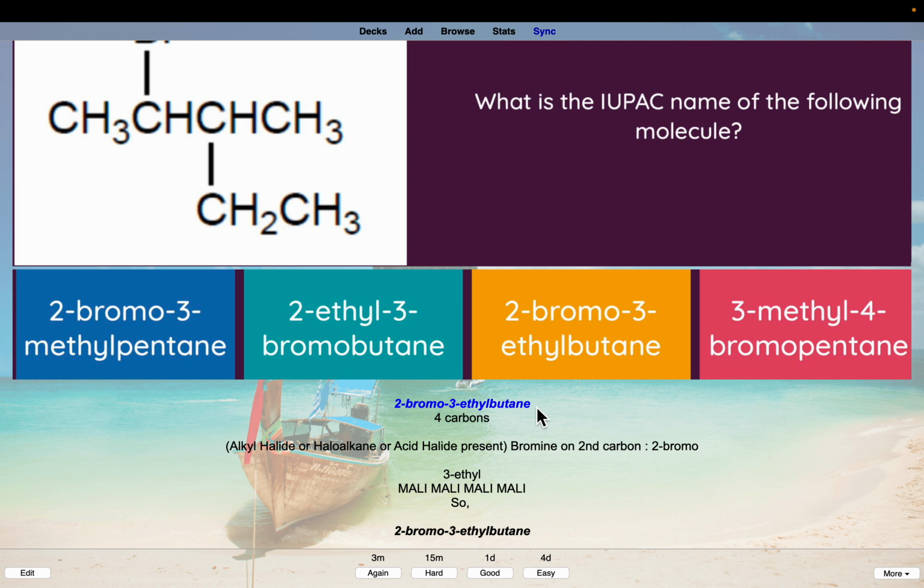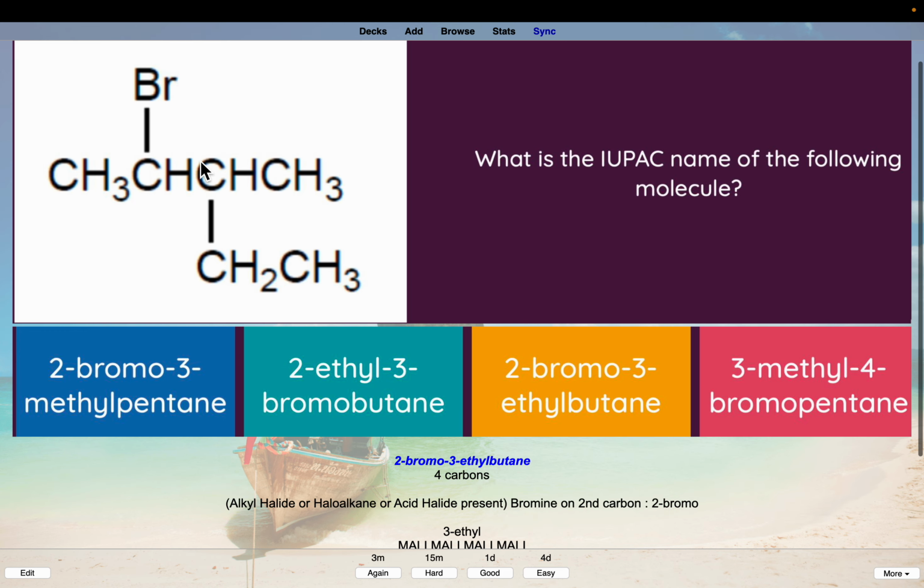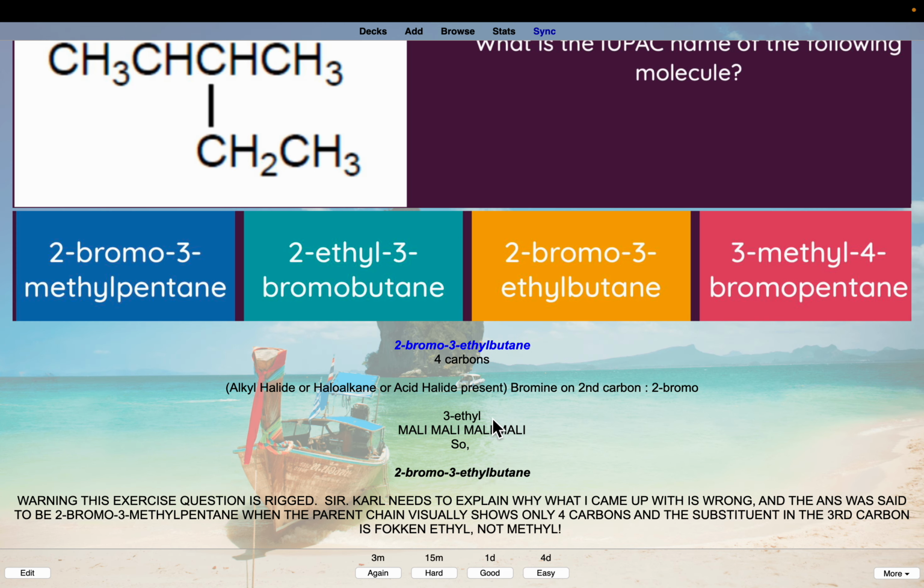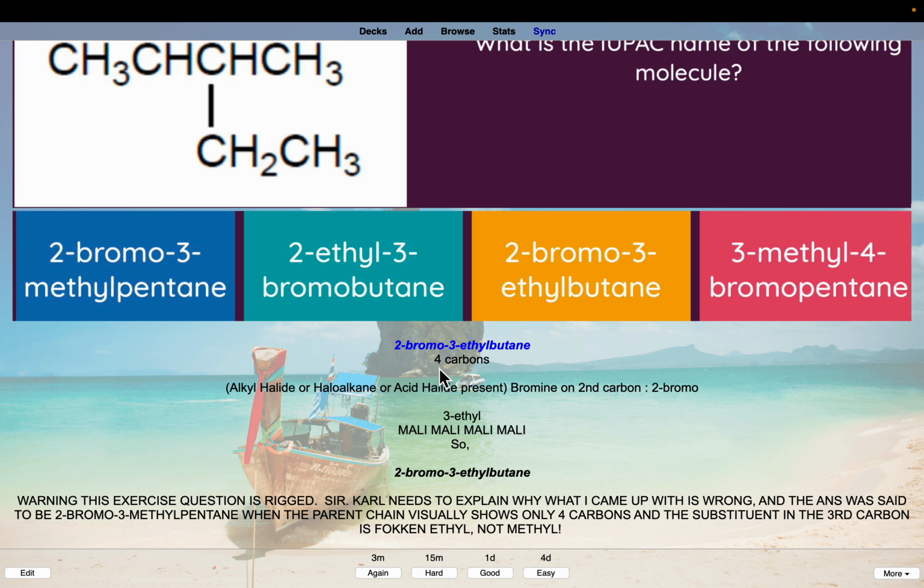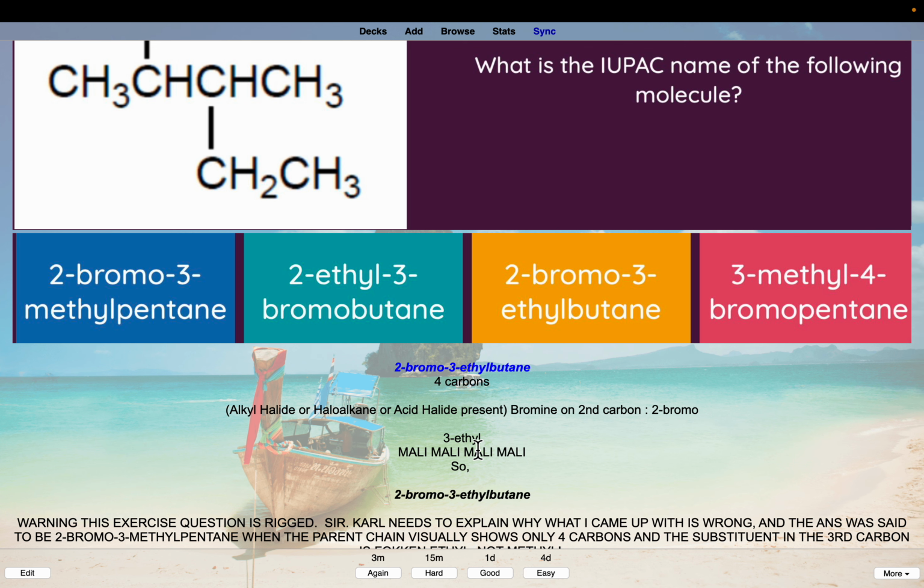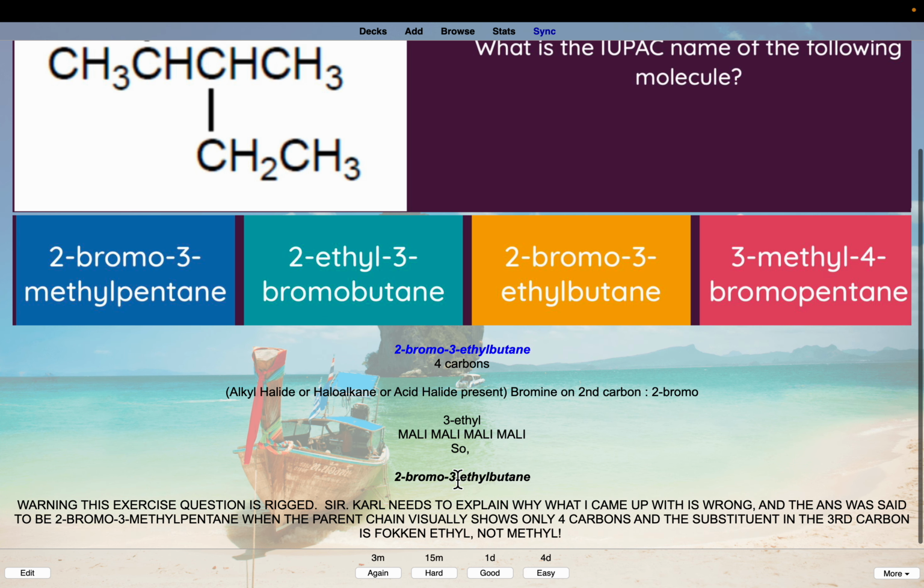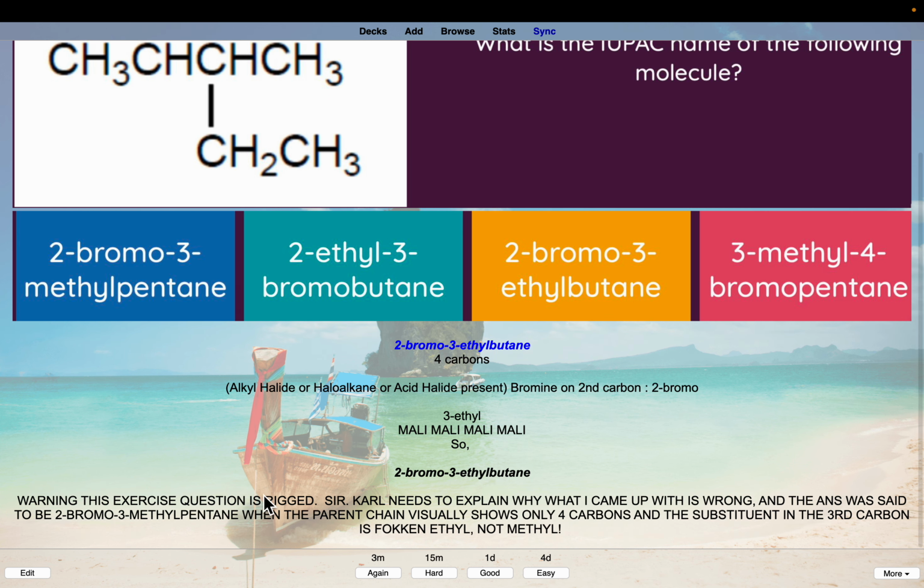So 2-bromo 3-ethyl butane has four carbons in the main structure itself, C C C C. Alkyl halide or haloalkane or acid halide present. Bromine is on the second carbon. According to the solution here, it is clear that we start counting from the left, not from the right. 3-ethyl, that's wrong. So 2-bromo 3-ethyl butane.